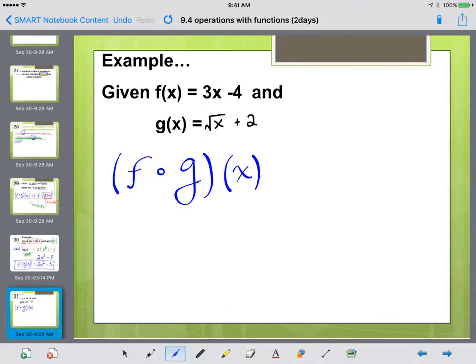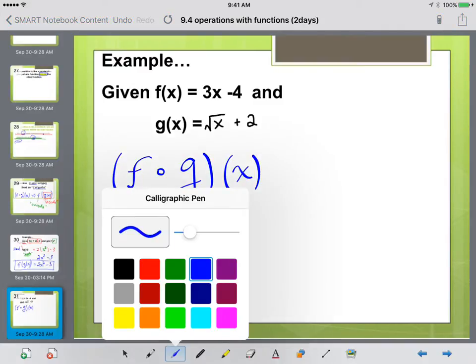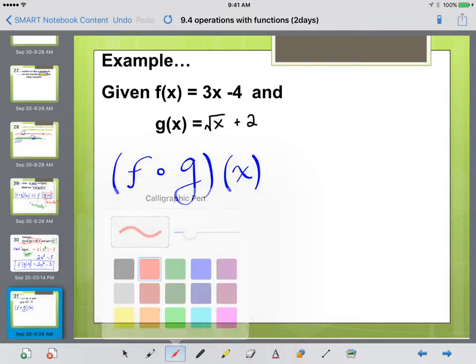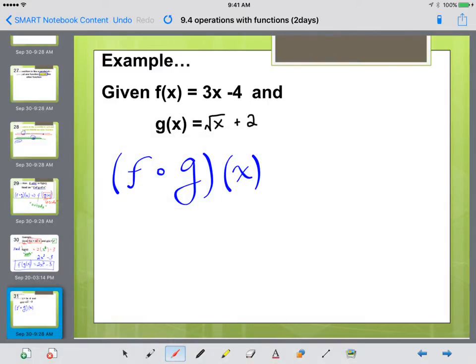Let's see that again. Okay, we've got two different functions. f of x equals 3x minus 4, and g of x equals the square root of x plus 2. Now it's written that f o g way. f with a little o, g of x. Well, this still says f of g of x.